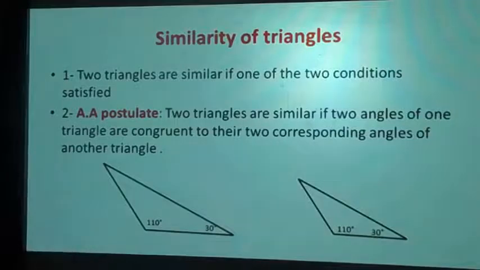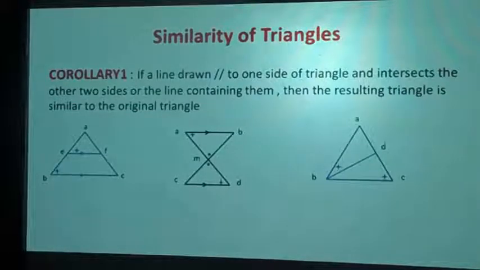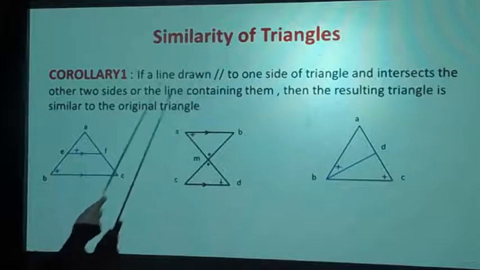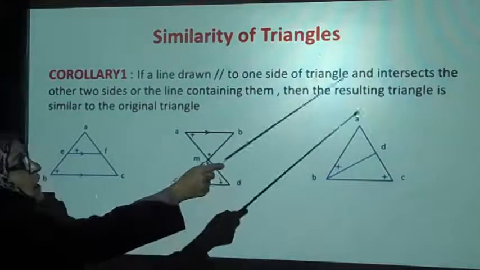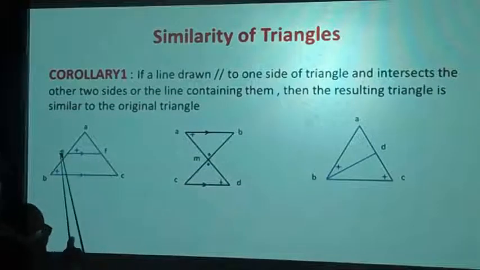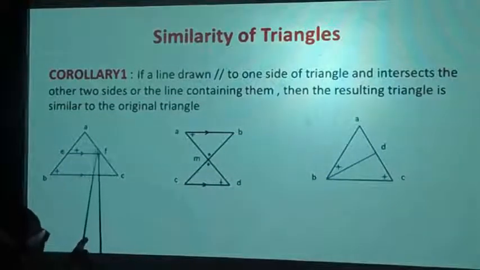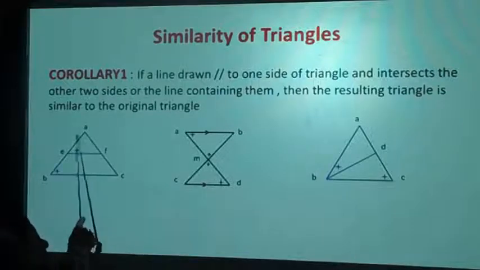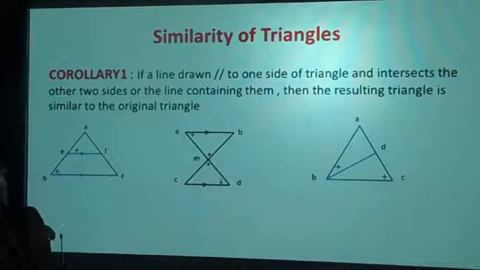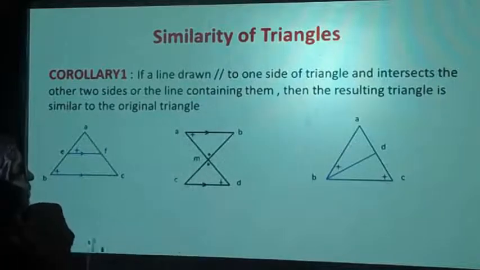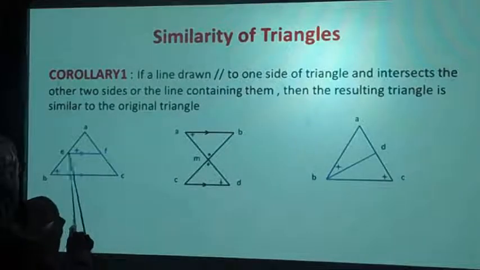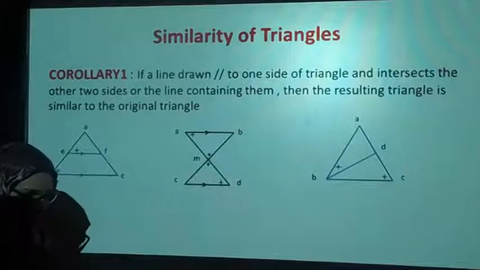Now let's check corollary number 1. Here it is said that if a line is drawn parallel to one side of the triangle and intersects the other two sides, or the lines containing them, then the resulting triangle is similar to the original one.